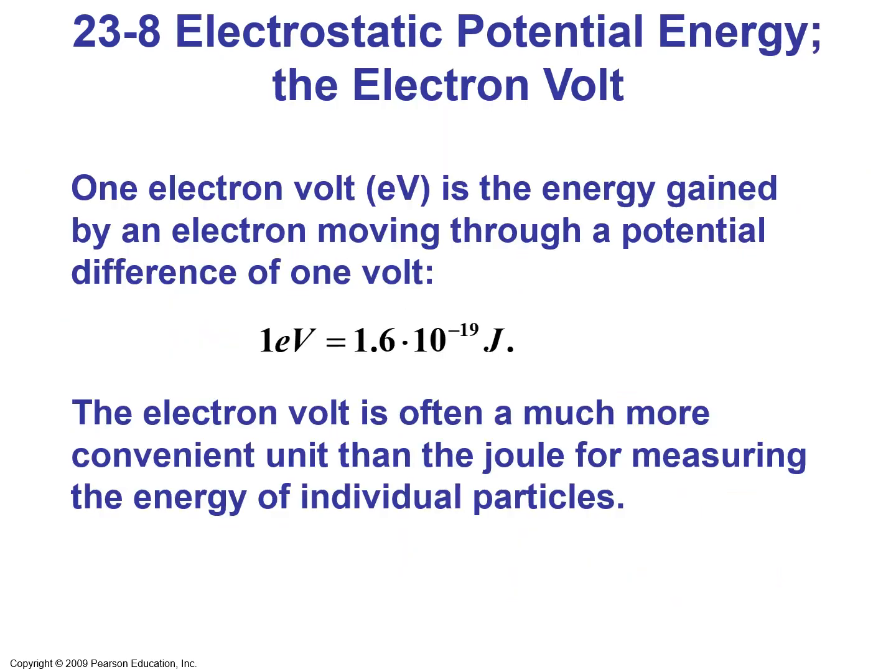Section 8. Electrostatic potential energy, the electron volt. 1 electron volt, eV, is the energy gained by an electron moving through a potential difference of 1 volt. 1 electron volt is equal to 1.6 times 10 to the power minus 19 joules. The electron volt is often a much more convenient unit than the joule for measuring the energy of individual particles.